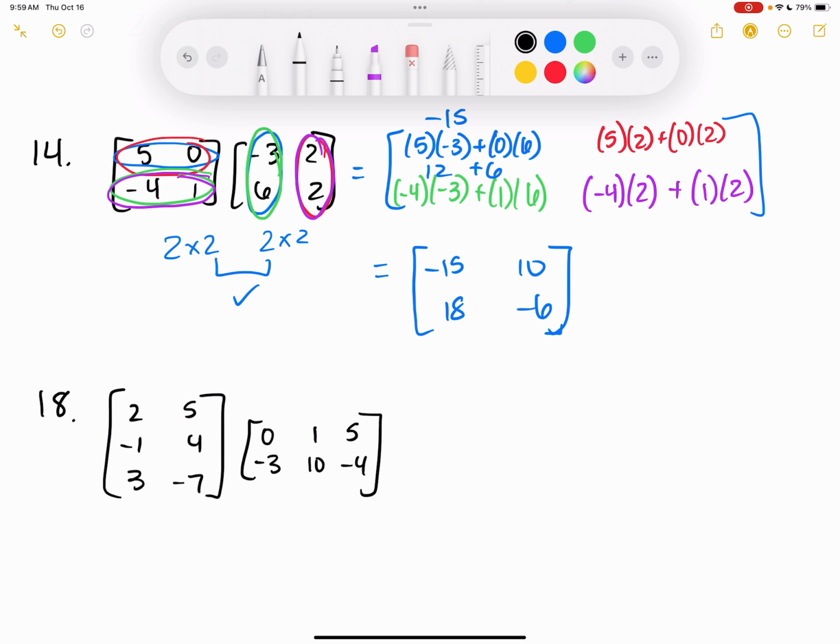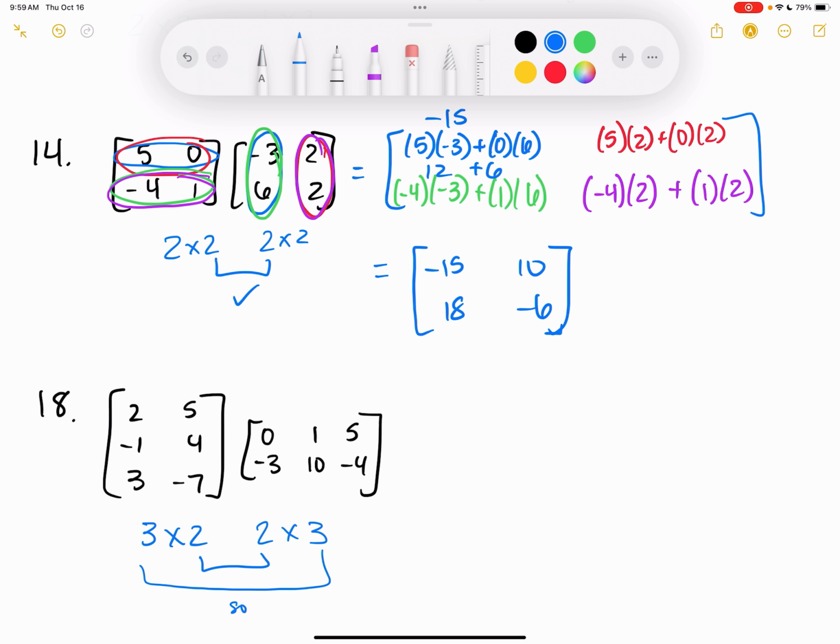All right, so what's this first one? 2 by 3. Rows and columns. So then this one is 2 by 3, 2 by 3. And then the answer's gonna be a 3 by 3. Yep, so your solution is going to be a 3 by 3.